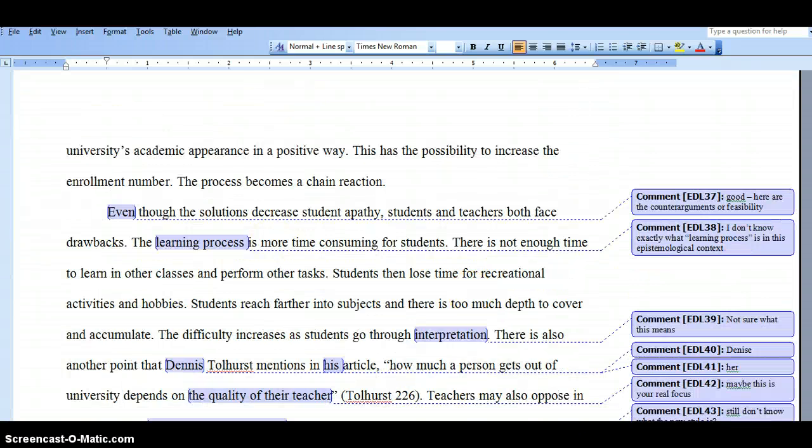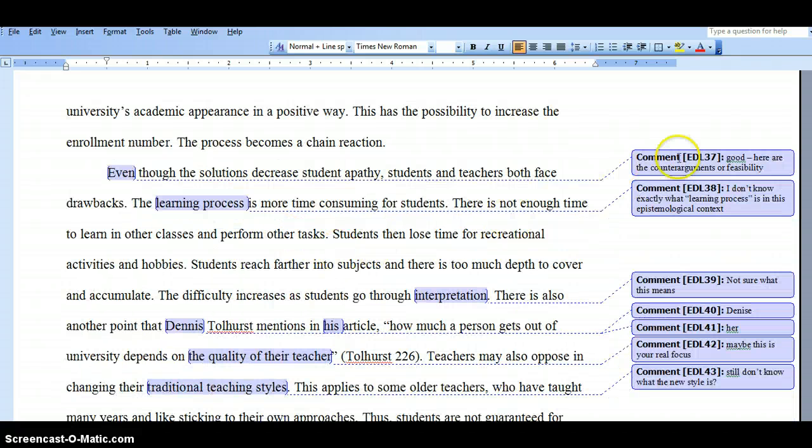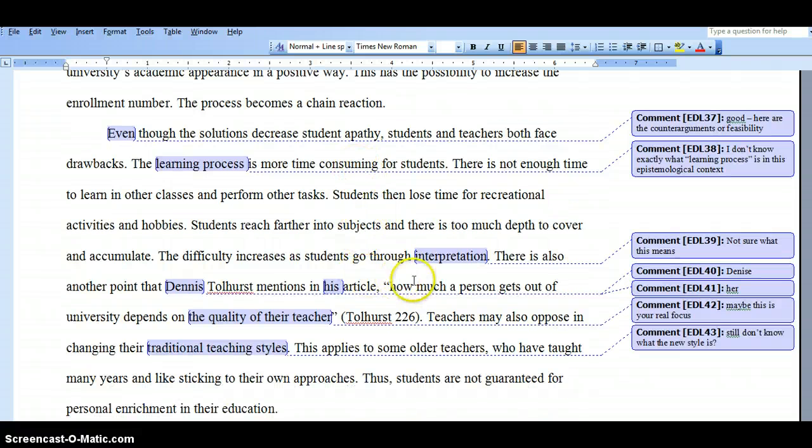Cliche. Again, the parts of the essay, except for establishing the problem, are there. We've got a sort of solution, although I think exactly what those teaching methods are needs to be outlined. But you have the beginnings of the solution, you have feasibility and counterarguments and so on. Like I said, I don't know what learning processes is. If you're telling me the learning process is more time consuming, I still don't know what that is. And again, what level of interpretation? I think that's the epistemology.